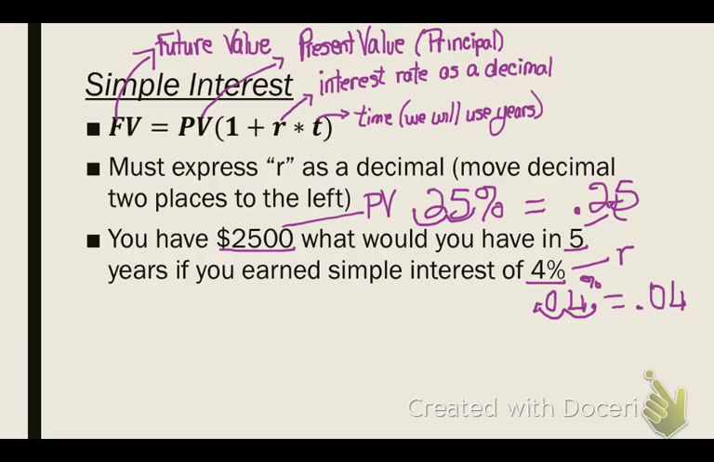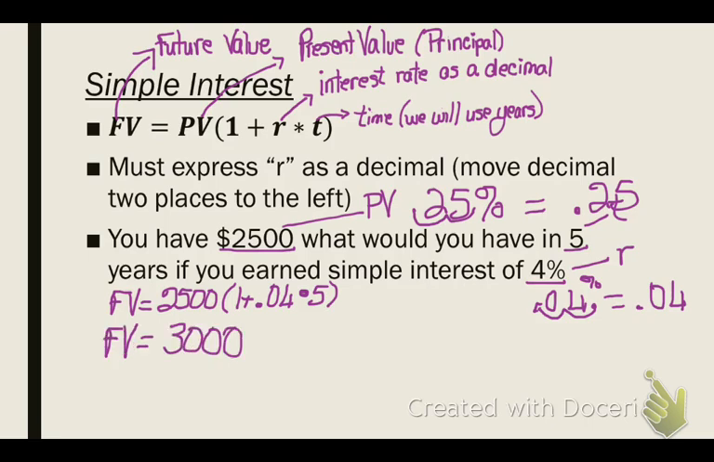So let's put this information in our formula. We're going to say future value equals 2,500 times (1 plus 0.04 times 5). Now it's very important that you put this in parentheses. If you don't, your calculator will give you the wrong answer. And you're just going to enter this entire string in your calculator, and you're going to get that the future value of this investment would be $3,000.